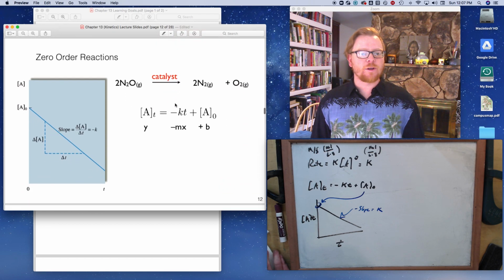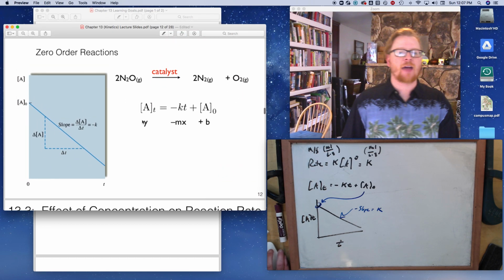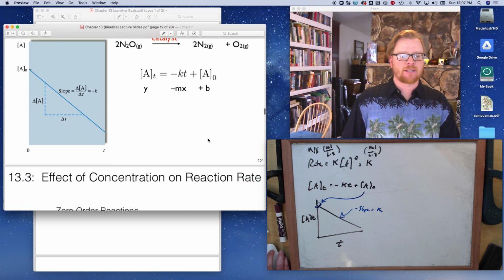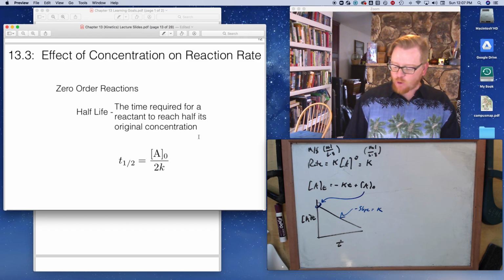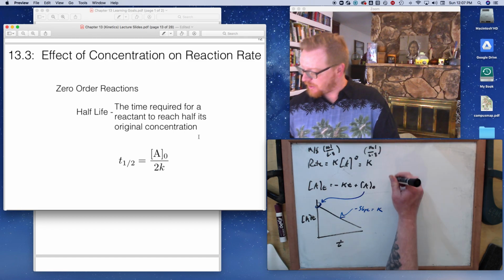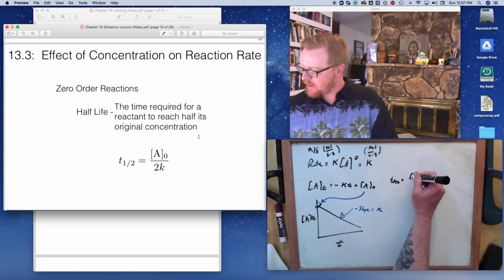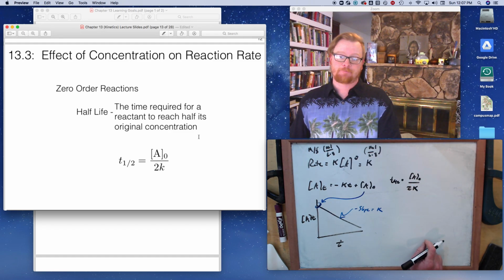And so then, of course, this is a good example of that, right? My y equals negative mx plus b. And then my half-life equation for a zero order reaction is T1/2 equals A initial divided by 2 times K.